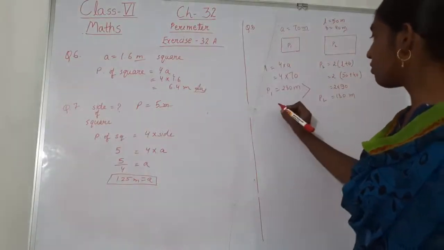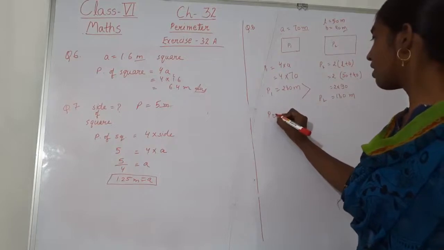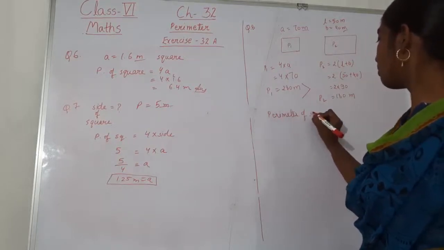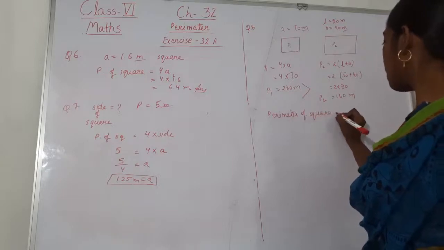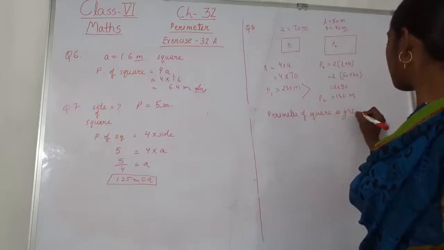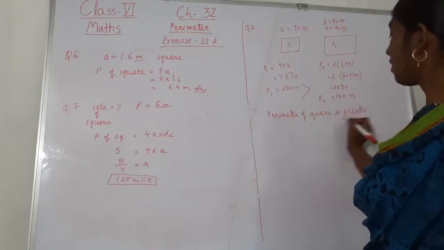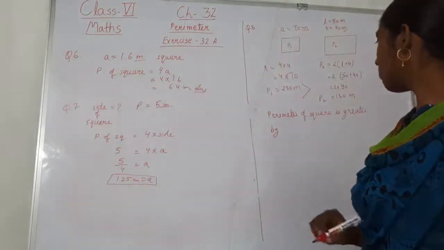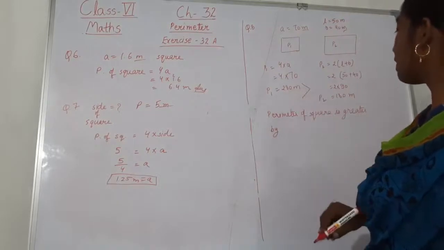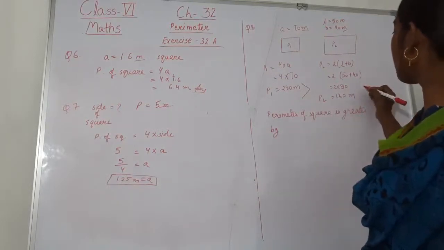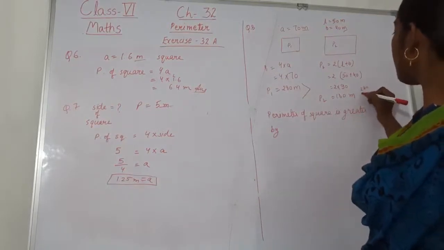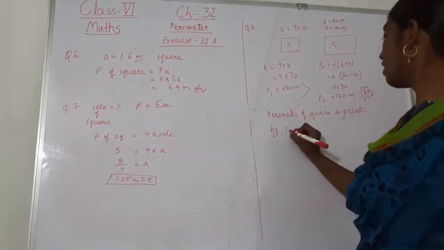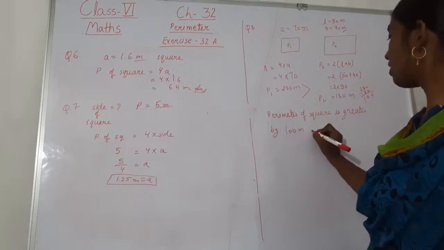So what we will say, perimeter of a square is greater, and it is also asking by how much. So by, do the subtraction, 280 minus 180, it will be 100 by 100 meter. This is the answer.